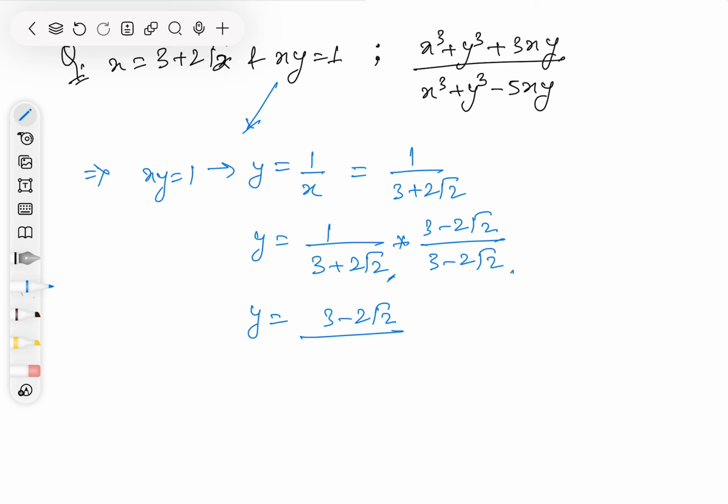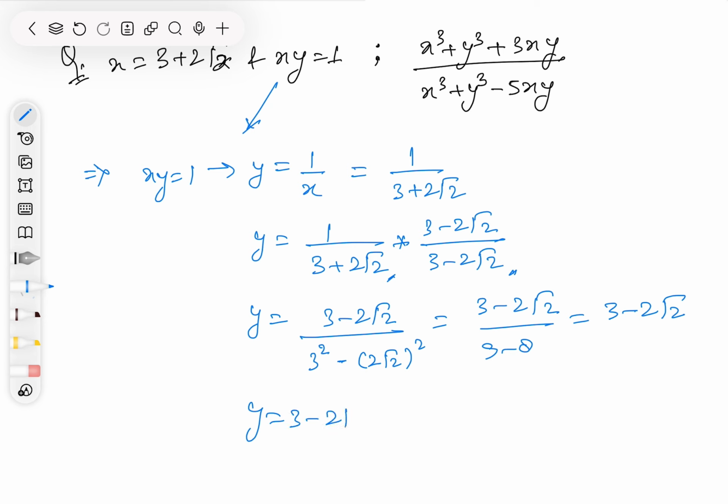This is a plus b multiplied by a minus b, so that means a square minus b square. Go back and see the formulas. So this will be 3 square minus 2 root 2 square. So 3 minus 2 root 2 upon 9 minus 8, that is 1. So this will be 3 minus 2 root 2. So you have y equals 3 minus 2 root 2. You have x, you have y.